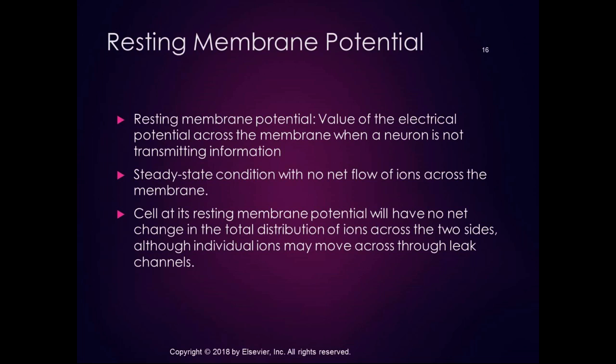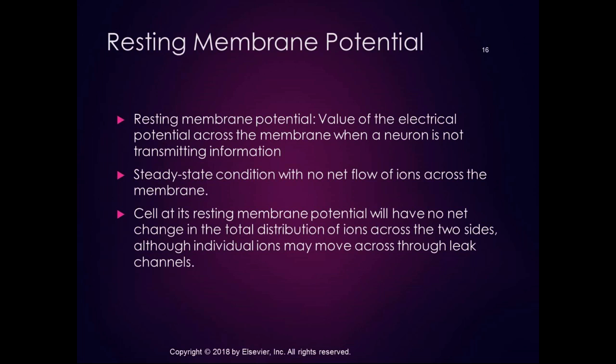We have a steady state condition at rest with no net flow of ions across the membrane. So the resting membrane potential has no net change in the total distribution of ions across the 2 sides. Although individual ions can move across through leak channels, that is really just to maintain the chemical gradient. There's no net change. So little sodiums are leaking into the cell, little potassiums are leaking out of the cell, but overall there's no net change. And that's why it's the resting membrane potential.